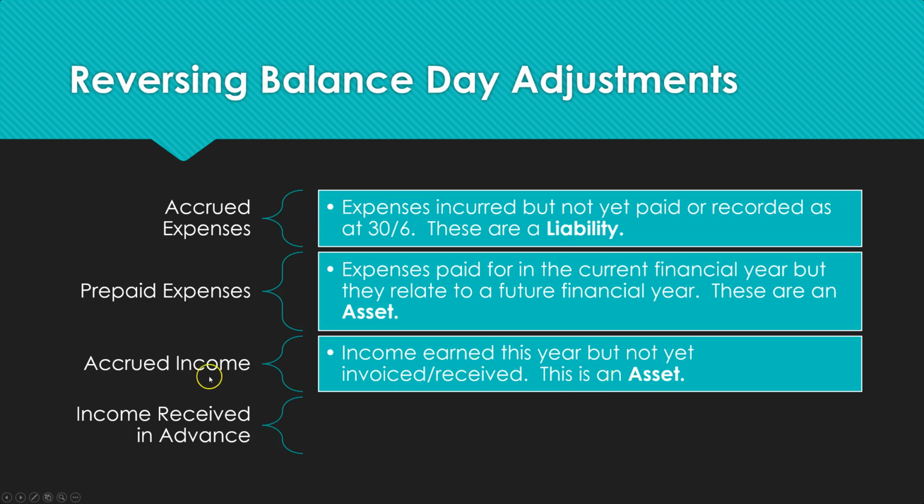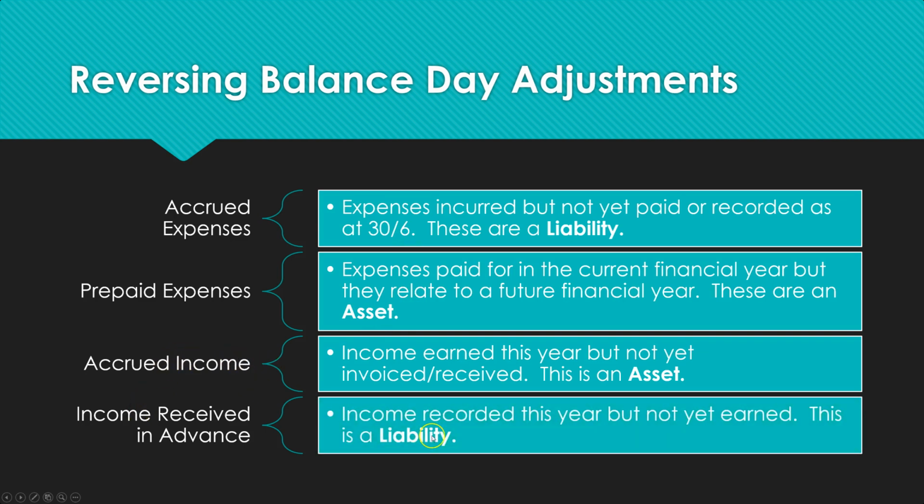So the accrued income adjustment is about adjusting our profit to increase it, and then representing that we are going to get a future cash flow from that via the creation of an asset. So that's why it's an asset. We're going to get a future cash flow from the accrual of this income.